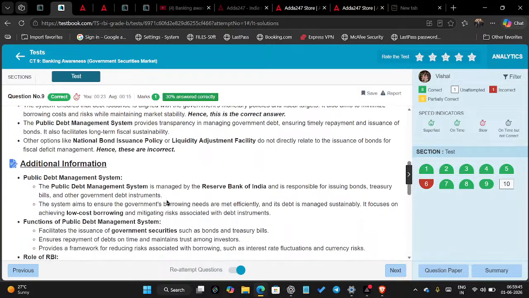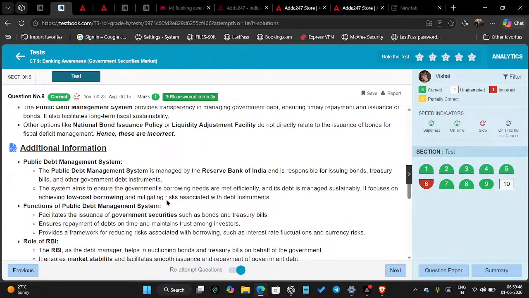Debt management system. The public debt management system is managed by the RBI and is responsible for issuing bonds, treasury bills, and other government debt instruments. The system aims to ensure that the government's borrowing needs are met efficiently and its debt is managed sustainably. It focuses on achieving low cost borrowing and mitigating risk associated with the debt instruments.